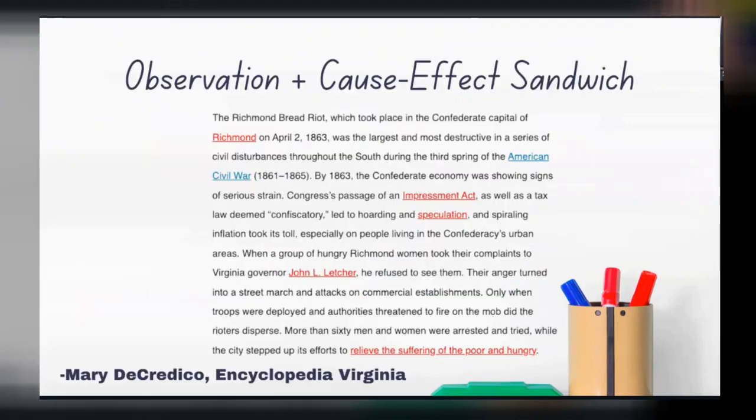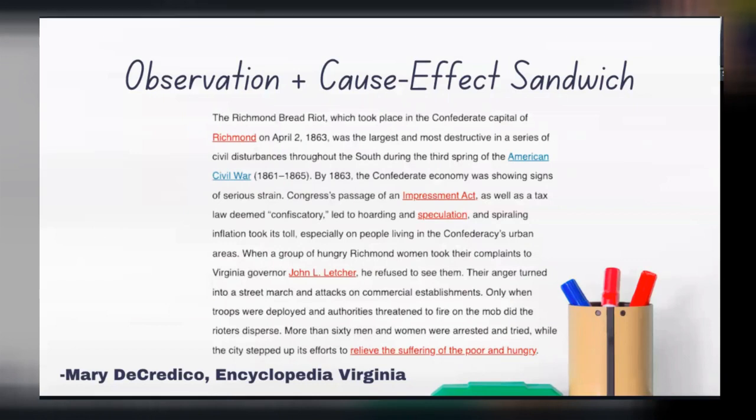So the next pattern that we're going to look at for summarizing an event is pretty common, especially in social studies writing, but you could definitely use it in any ELA classroom or even when summarizing something for science. And this is the observation and the cause effect sandwich.